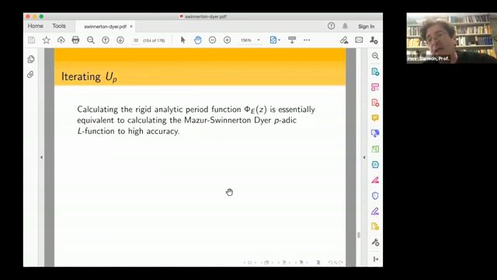And then finally, you could ask, how do you actually compute this? And now there's a marvelous idea which goes back to a paper of Stevens and Pollack, which allows us to compute this rigid analytic period function.